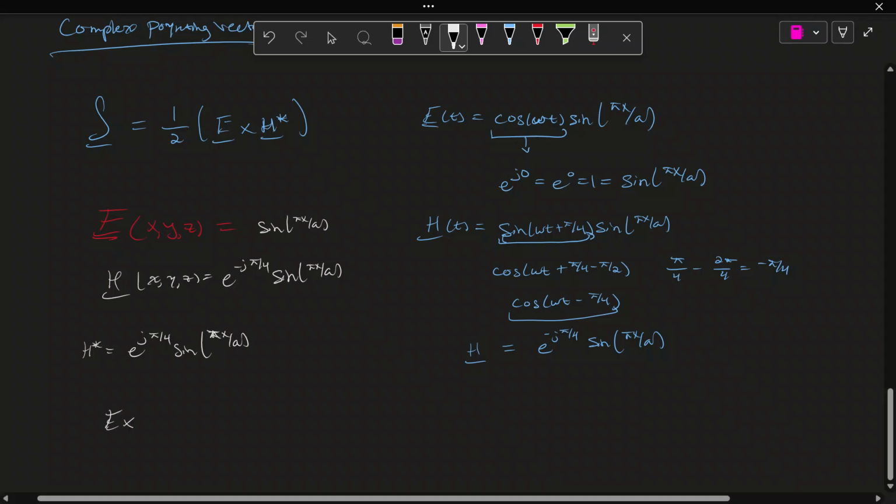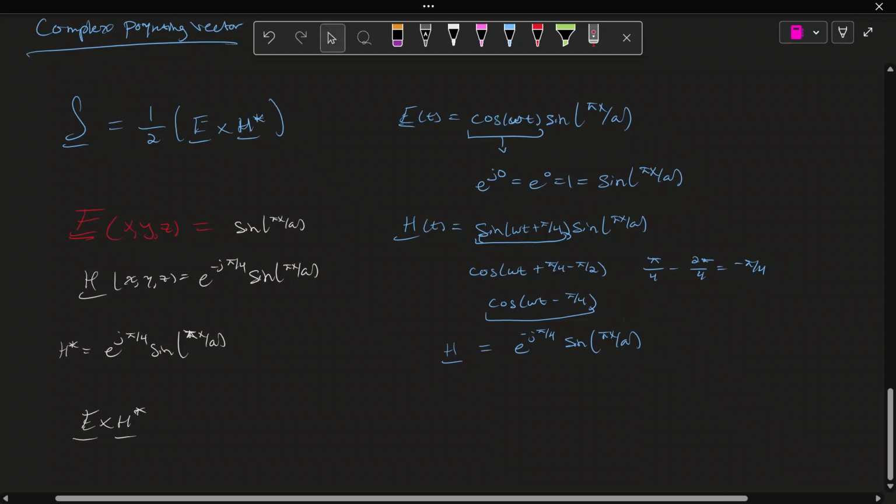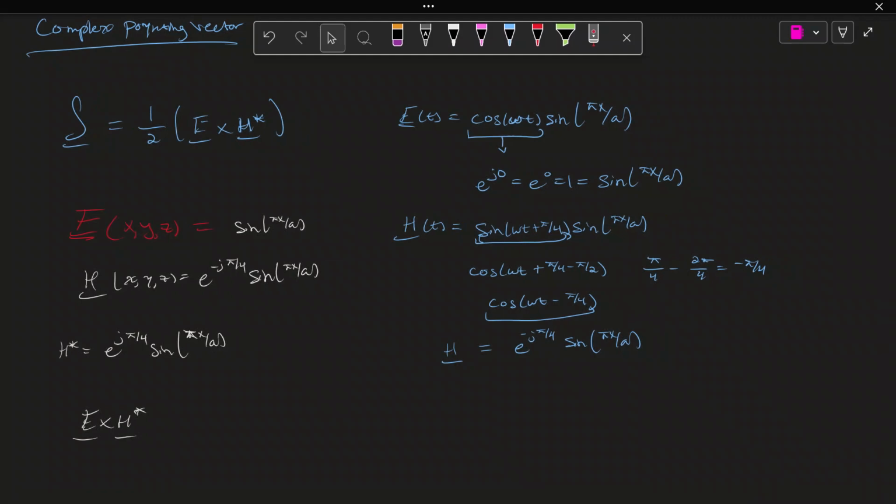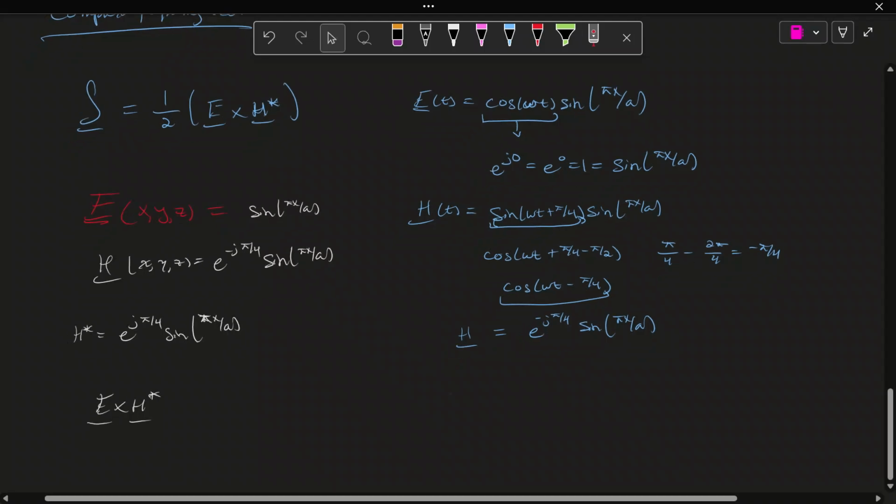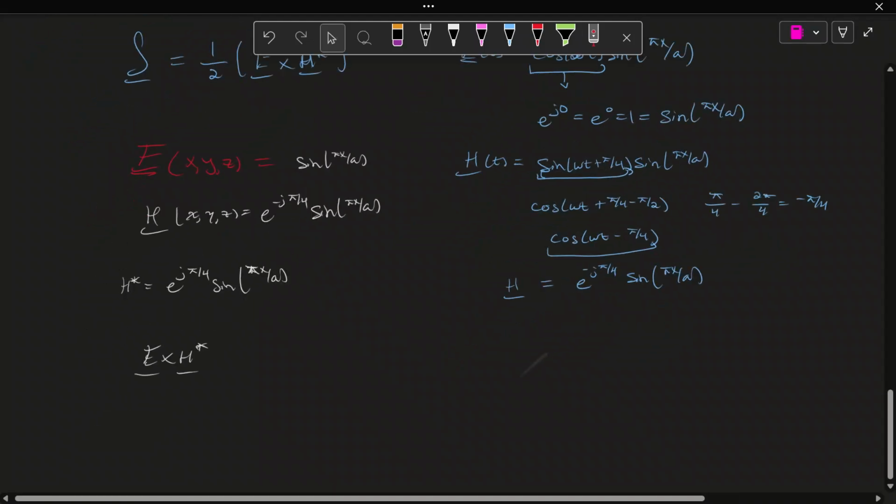So E crossed with H. I hope y'all saw why, instead of sine, we go to cosine. Again, it's just because we want to be in that IEEE standard. We want to make sure we have cosines, not sines. So to go from sine to cosine, we subtract the phase shift by pi over 2.